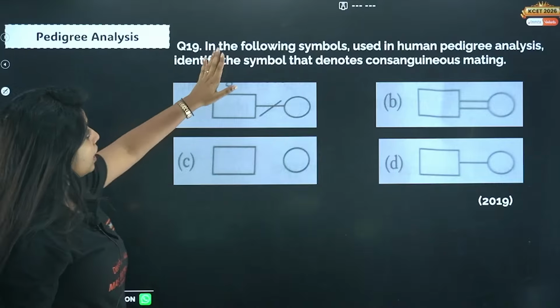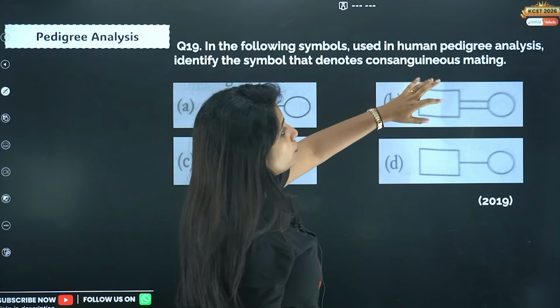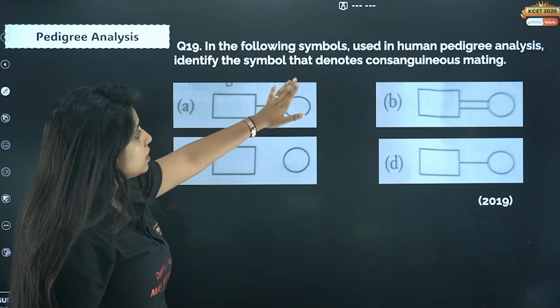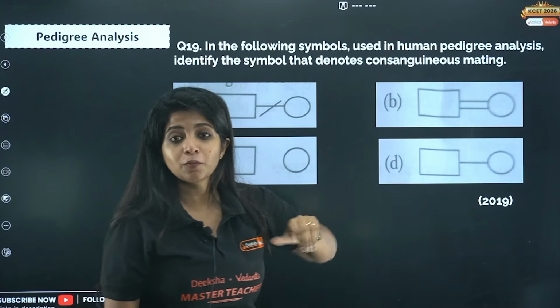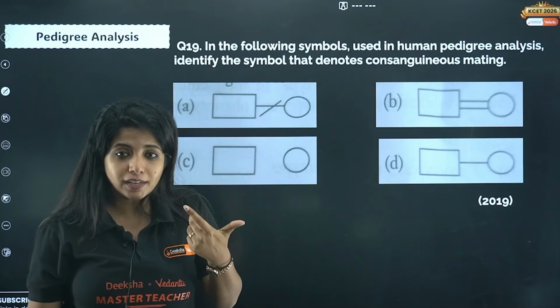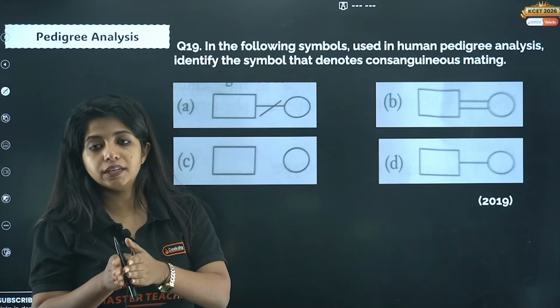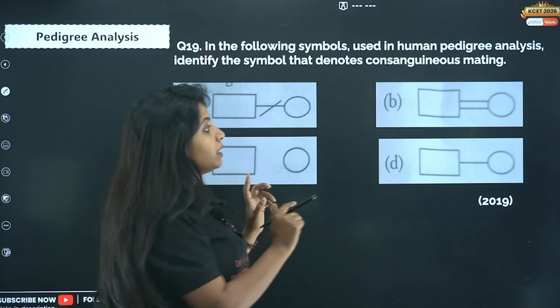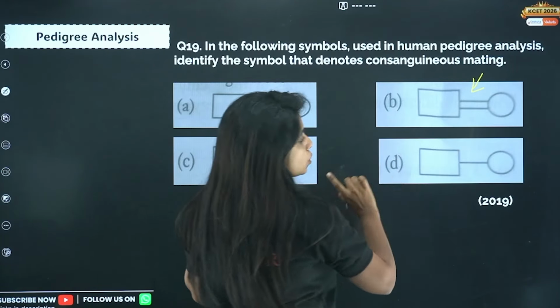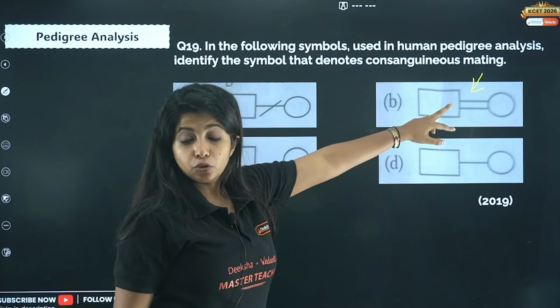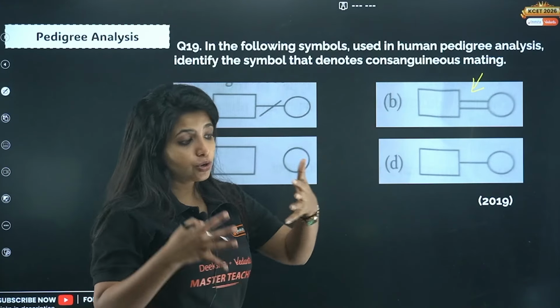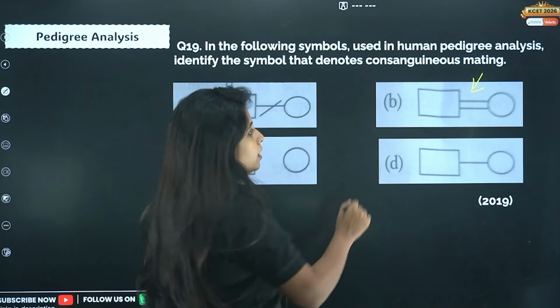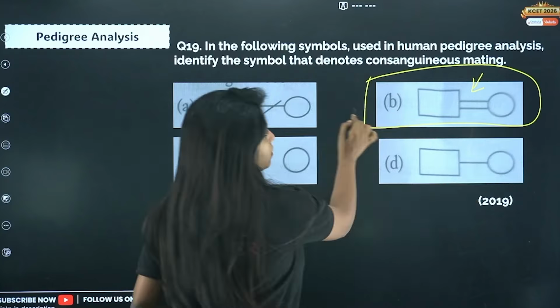Now in the following symbols used in human pedigree analysis, identify the symbol that denotes consanguineous mating. What do you mean by that? Mating without consent? No. Mating between relatives. So you should be having one square, one circle, and in between that you should be having two lines. So one line means it's normal. Two lines means it is mating between relatives. So two means more close. You can remember like that. So your answer for this question becomes B.